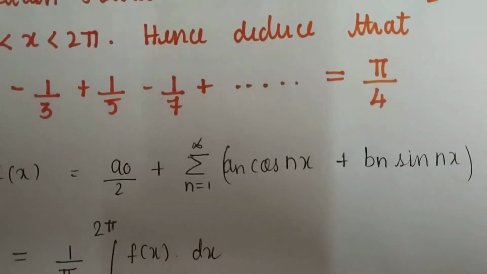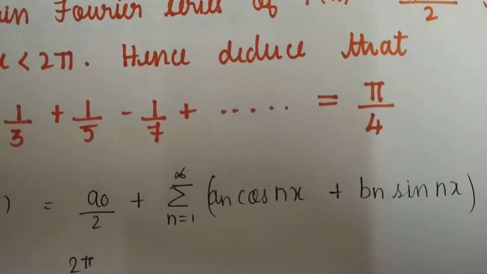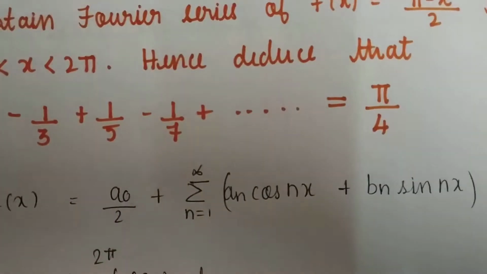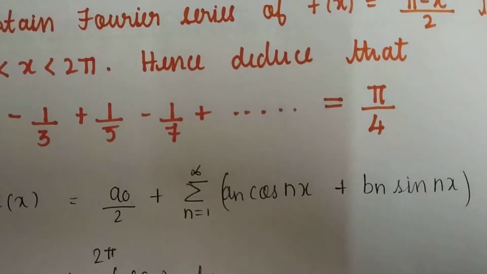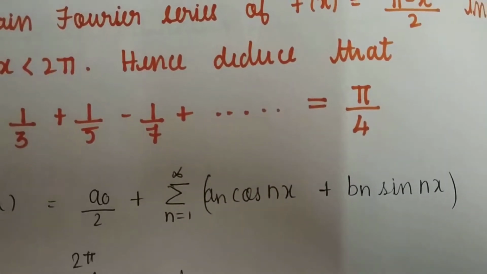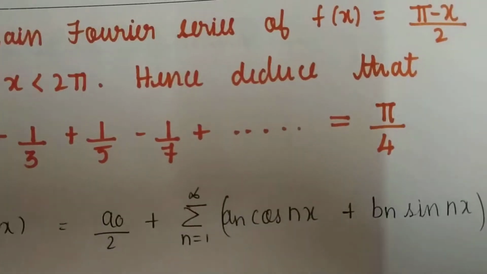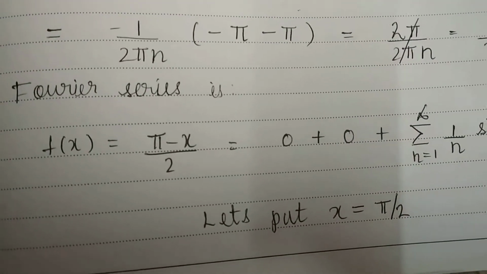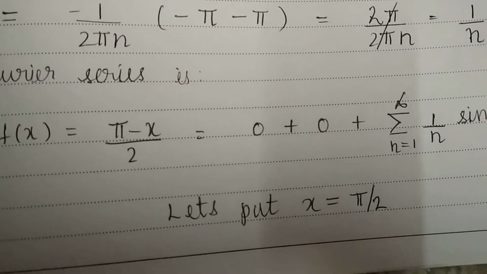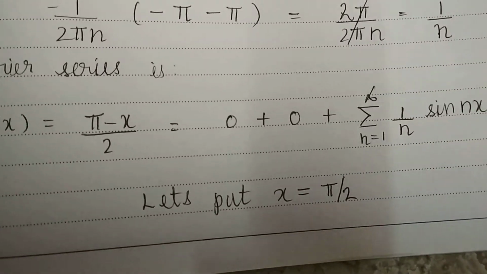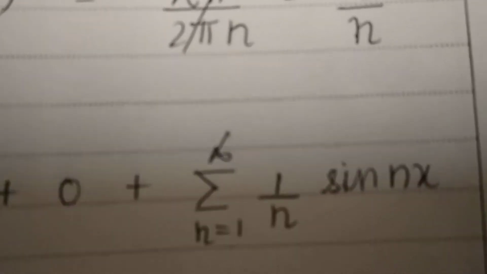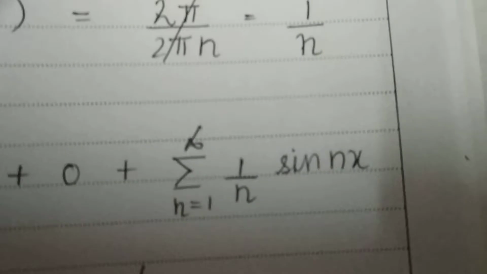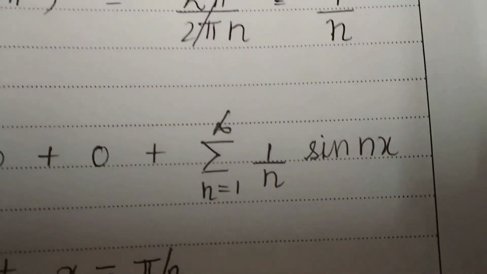Now finally we substitute all the values which we have got, that is a0, an and bn, in this formula to get the Fourier series. Since a0 and an are 0, the first two terms are 0 and bn is 1 by n. So our f of x will be (pi minus x) by 2 is equal to 0 plus 0 plus sigma n is equal to 1 to infinity (1 by n) sine nx.